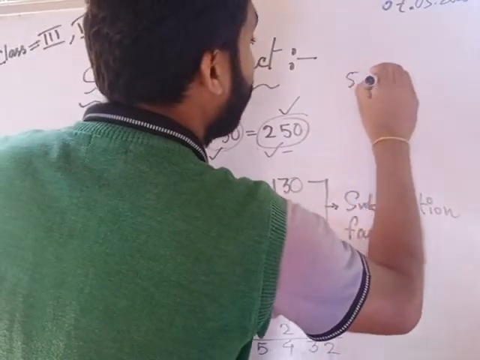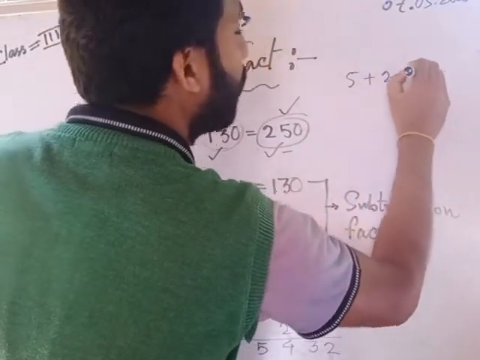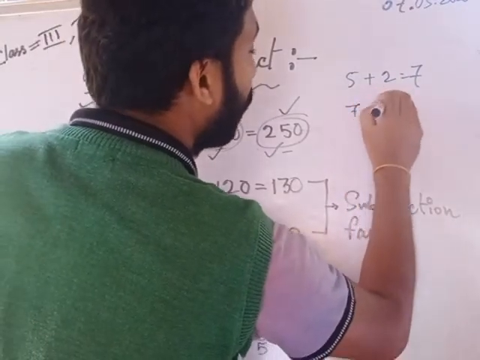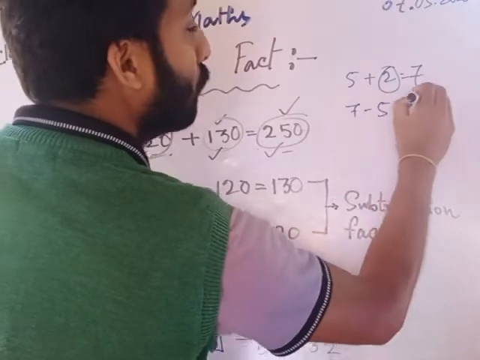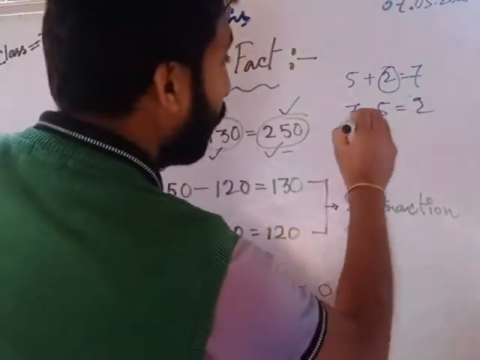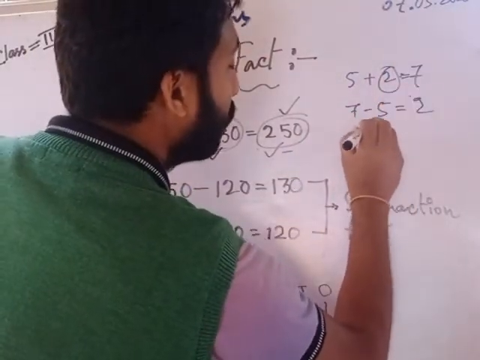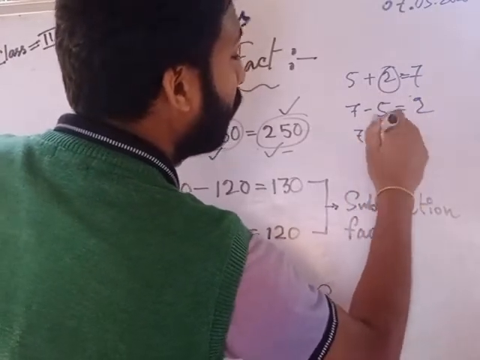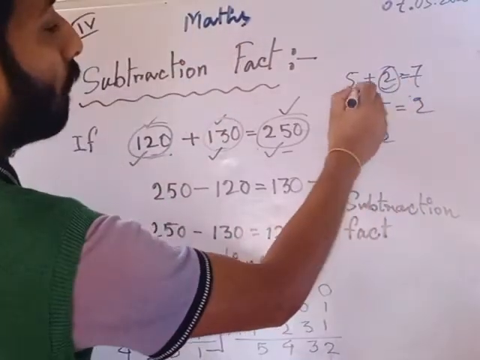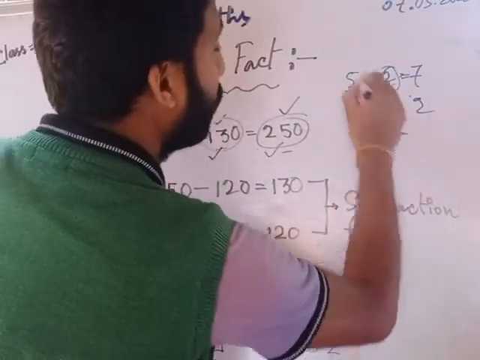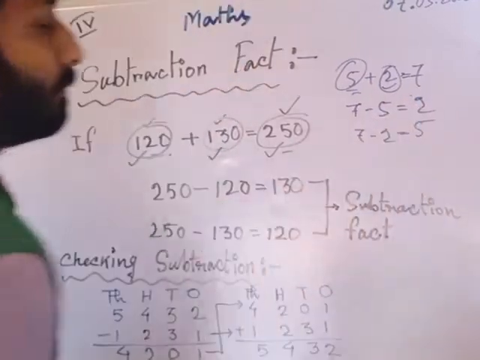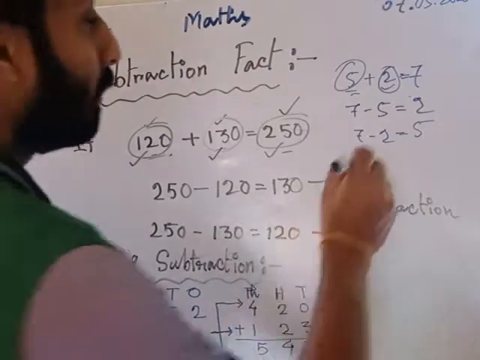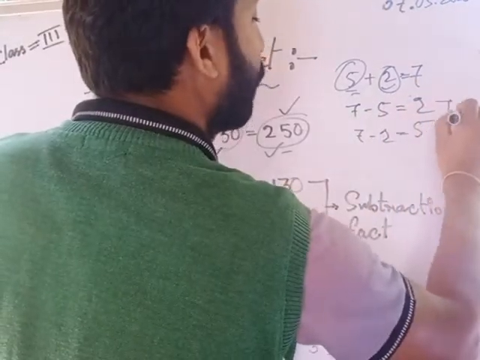Suppose it is 5 plus 2 is equal to 7. If you subtract 5 from 7, you get 2. And also, if you subtract 2 from 7, you get 5. Okay, do you understand? That is called the subtraction fact.